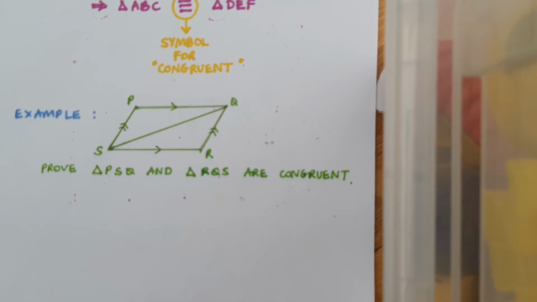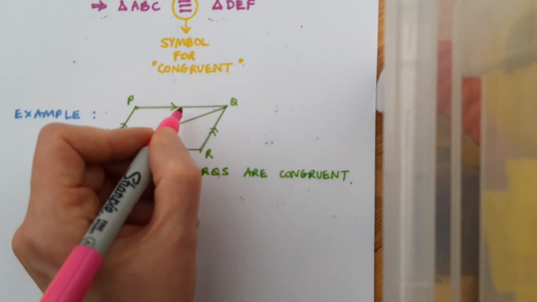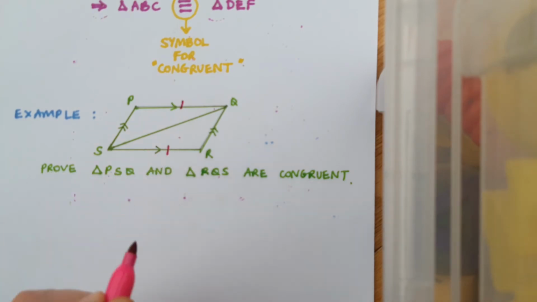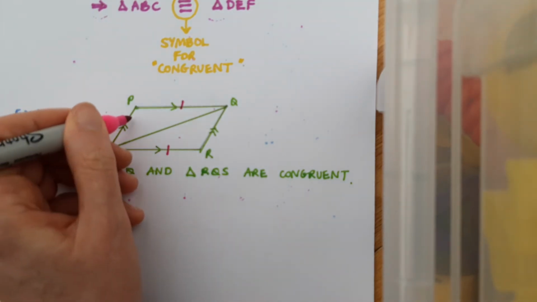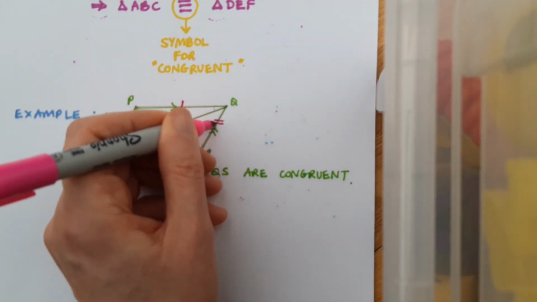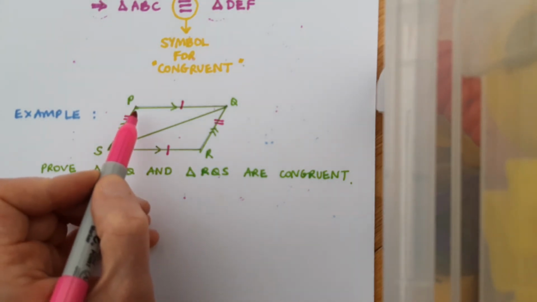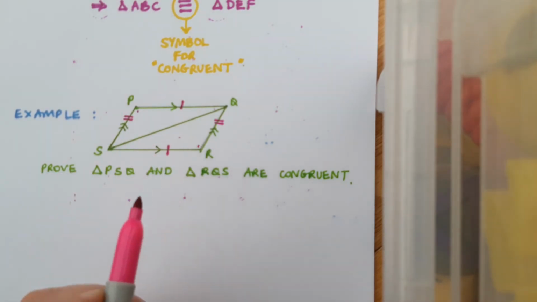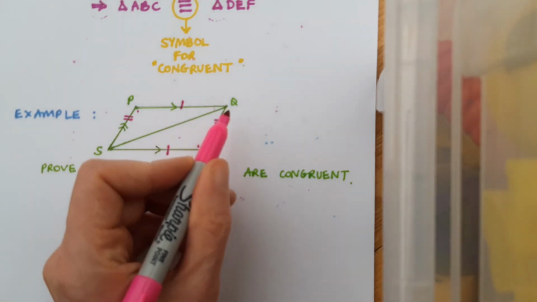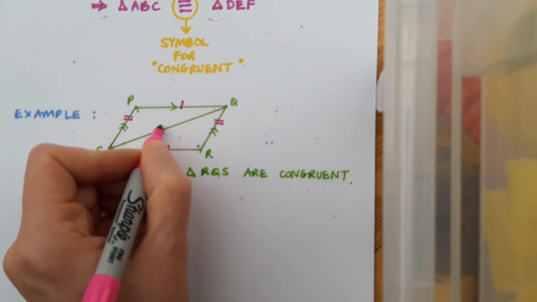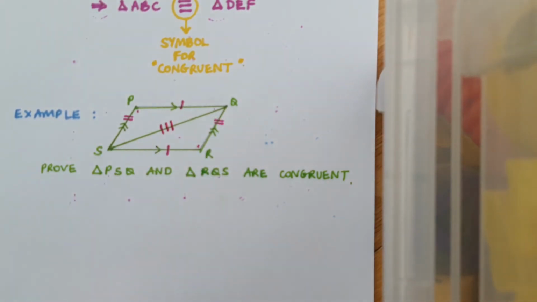So the first thing that I note about a parallelogram is that the opposite sides are equal in length. And I can mark in that information on my diagram. And then I've got a couple of options about how I proceed from there. I could mark in equal angles. For example, I know that in a parallelogram, opposite angles are equal, so I could mark those in. Or I might note that this side SQ is shared by both triangles.